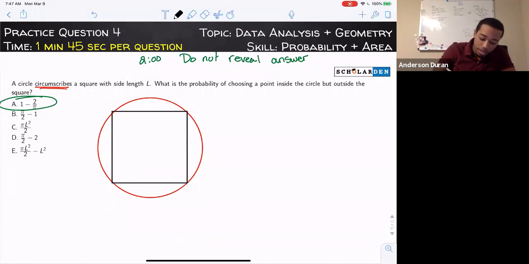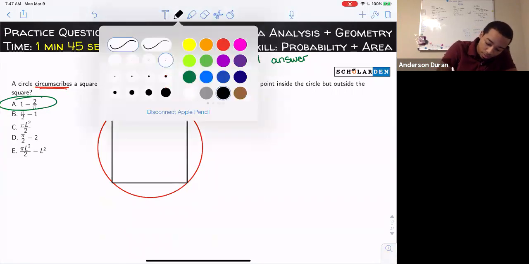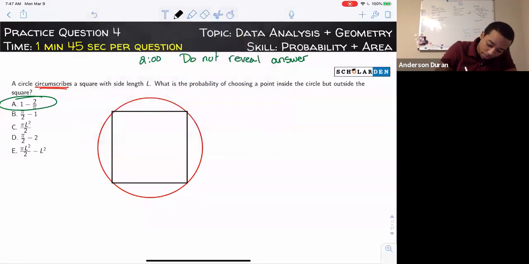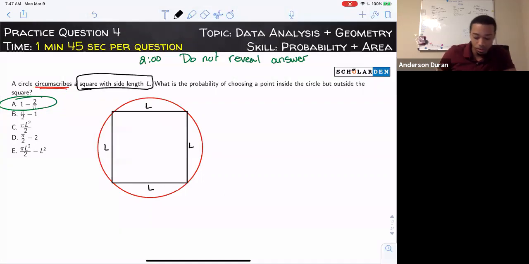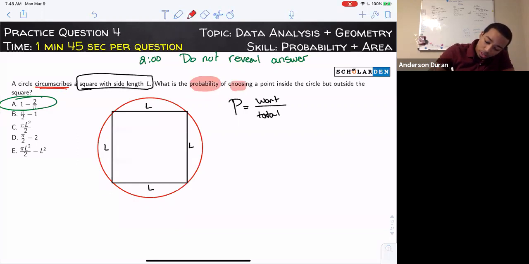And then the side length of the square, actually I'll just use black. The side length is L. So I can say that this is L, L, L, L, if I'd like to. Now here's where the question comes in. It says, what is the probability? Okay, so remember, I'm already thinking for probability: what I want divided by total possibilities. And then choosing a point inside the circle, but outside the square.